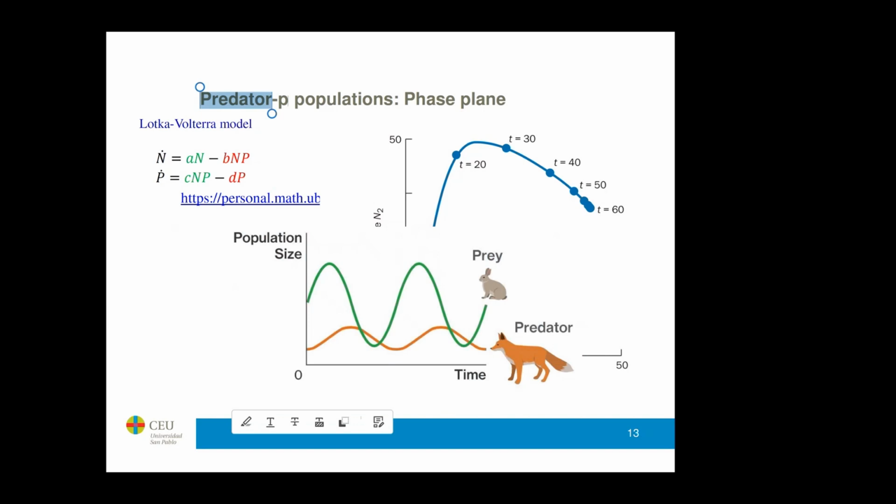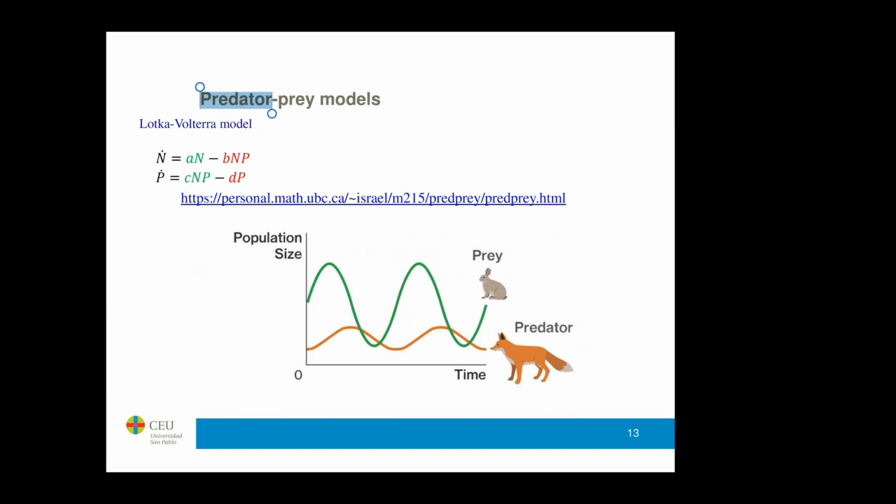So at the end, these kind of systems, what happens? They have cycles, and there is a phase shift between the maxima of the prey and the maxima of the predators. So here you have a simulator of that. Let's see if it works here.